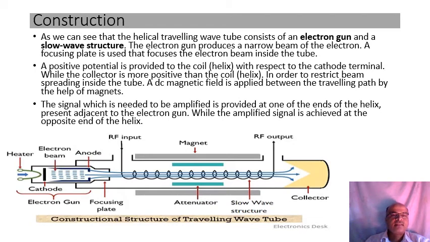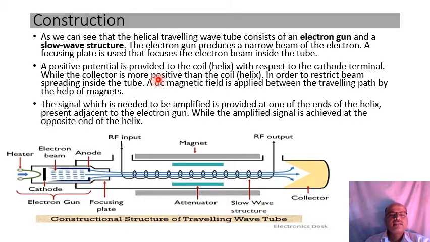So construction, as we see, a helical traveling wave tube consists of an electron gun, as shown in this diagram, and a slow wave structure. The electron gun produces a narrow beam of electrons. A focusing plate is used, that is, this focusing plate focuses the electron beam inside the tube.